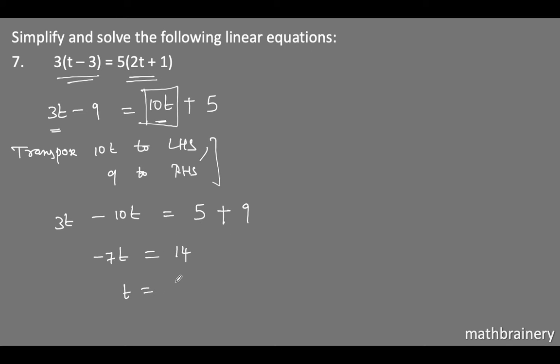So what is t now? 14 by 7 with a negative sign here, right? Minus 7 we have here. So 7 times 2 is 14. So the t value is minus 2. So the solution to the given linear equation is t is equal to negative 2. Let's look at the next question.